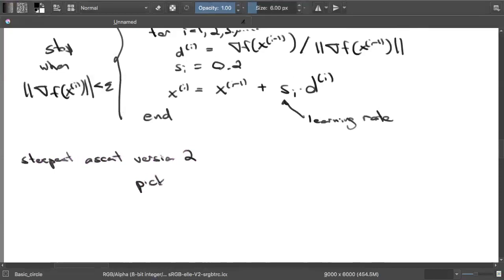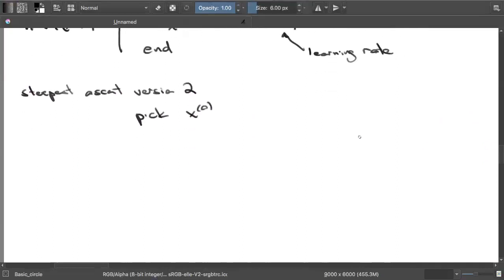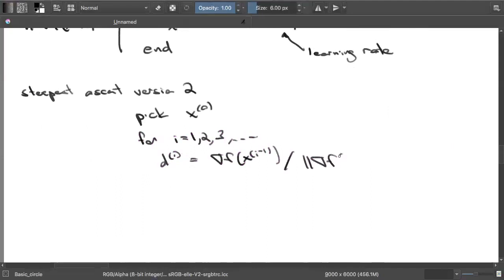I'm going to do the same thing as before. I'm going to pick X0. Everything's going to be the same. I'm just going to pick the step size slightly different. I'll let Di be my gradient. And let's say I start by letting Si be, I'm just going to write a number down, 5.